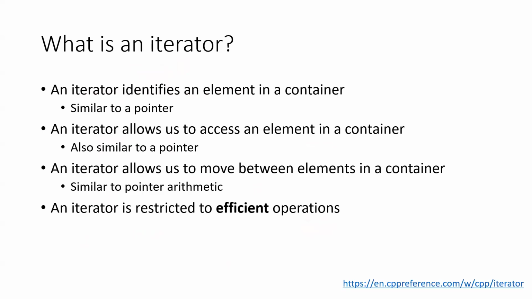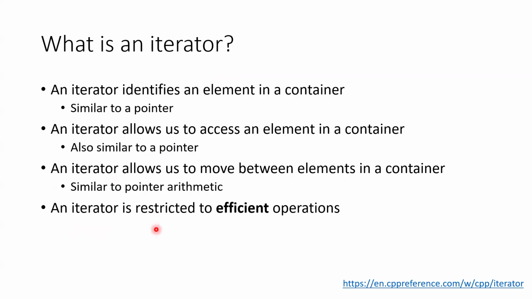So first, what is an iterator? An iterator identifies an element in the container, similar to a pointer that points to an element in the container. An iterator allows us to access an element in the container by dereferencing, also similar to a pointer. An iterator allows us to move between the elements in the container, similar to pointer arithmetic. So basically, iterators are classes implemented for STL containers to act like pointers.